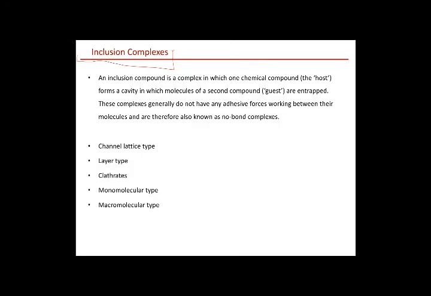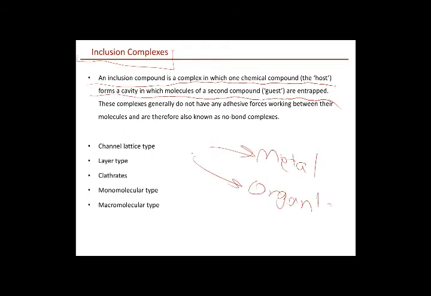Now, the last type of complexes that we will talk about in this lecture are inclusion complexes. An inclusion complex, or an inclusion compound, is a complex in which one chemical compound, the host, forms a cavity in which a molecule of a second compound or a guest is entrapped. So as we said, complexes are categorized into three categories: metal complexes, organic complexes, and inclusion complexes.